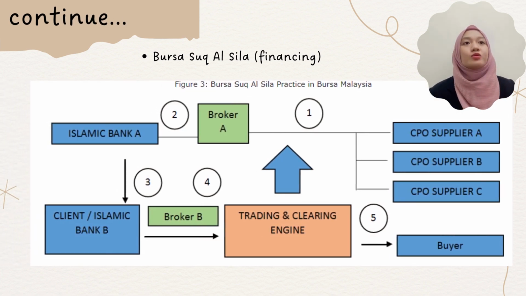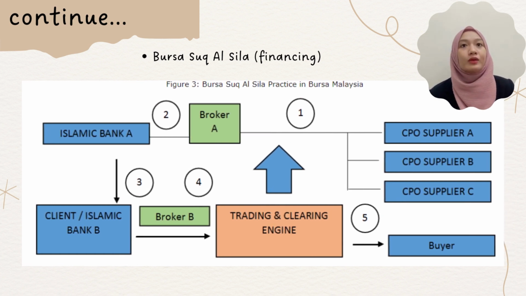When the market opens, banks will bid the price and the suppliers of the commodity will line up, suppliers A, B and C, and will be matched with the trading and clearing engine. After the bidding, the commodity will be sold to Islamic Bank A through broker A. Next, the trading and clearing engine will ensure the delivery of the commodity and the confirmation of the trade will be sent to all parties. Islamic Bank A will sell the commodity to Islamic Bank B on a deferred basis. Then Islamic Bank B will sell the commodity to the trading and clearing engine through broker B, so the ownership will be transferred. Finally, the trading and clearing engine will sell the commodity to the buyer based on the bid price.